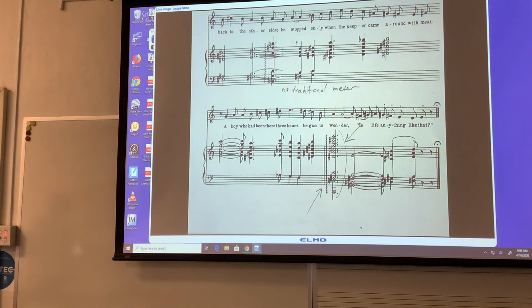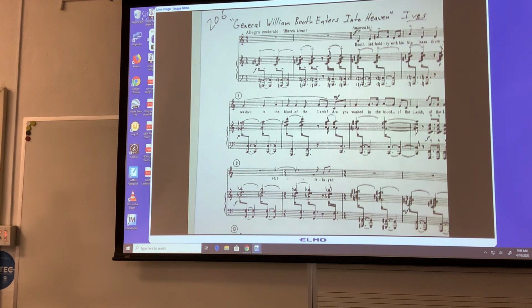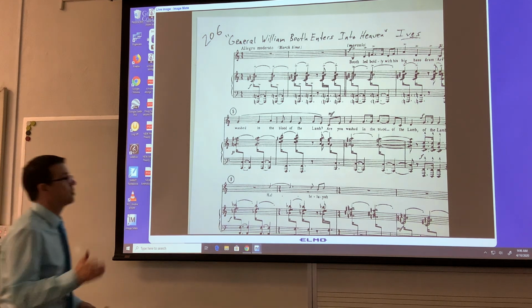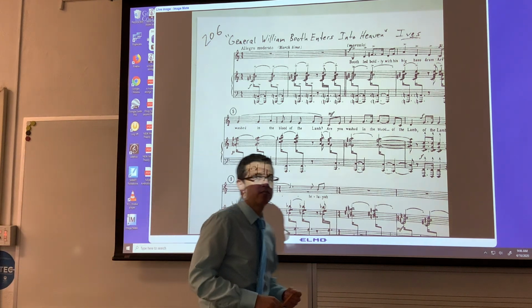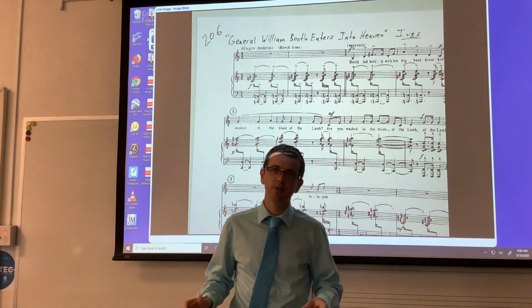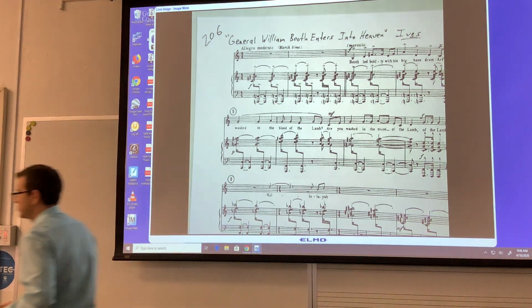So let's take a look at another piece by Ives, on 206. This is a longer song. General William Booth Enters into Heaven. So a couple of things: General William Booth is not John Wilkes Booth. So let's just be clear on who General William Booth is.